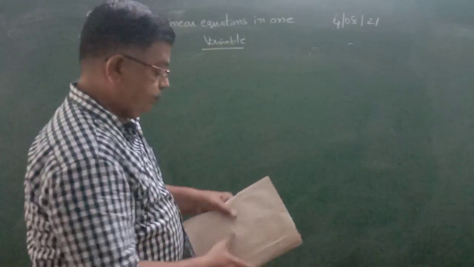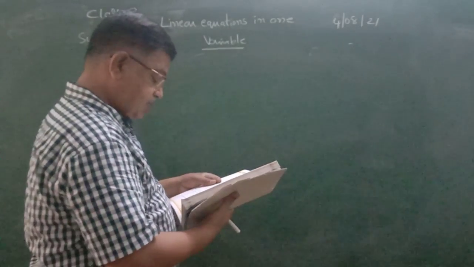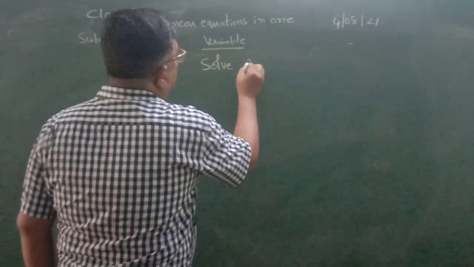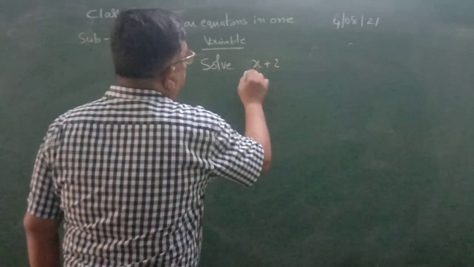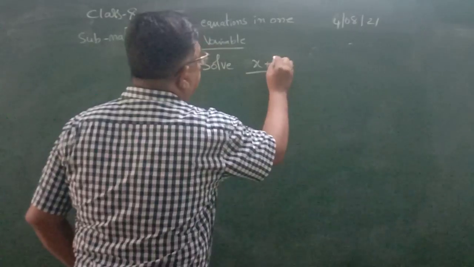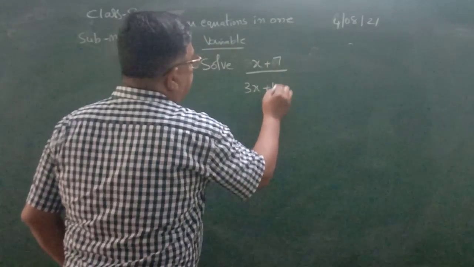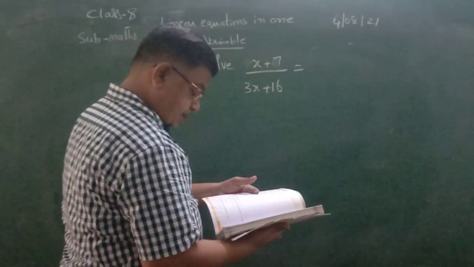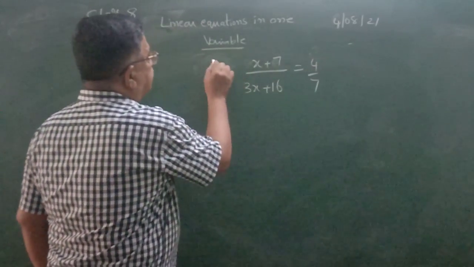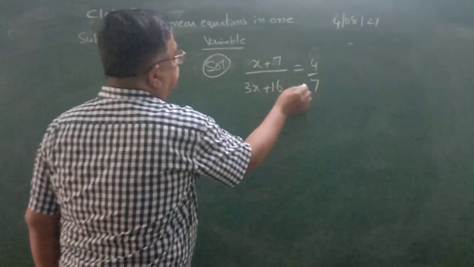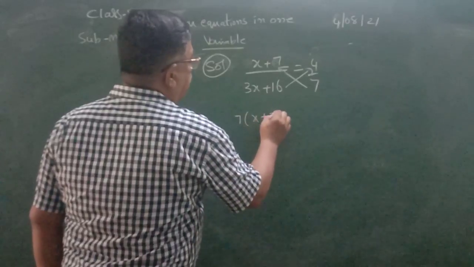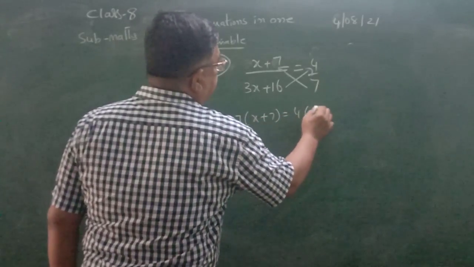Next one, solve the same model: (x + 2)/(x + 7) = (3x + 16)... actually as given, x plus 2 by x plus 7 is equal to 3x plus 16 by... so first step as it is. Second step is cross multiplication. 7 into (x + 7) is equal to 4 into (3x + 16).